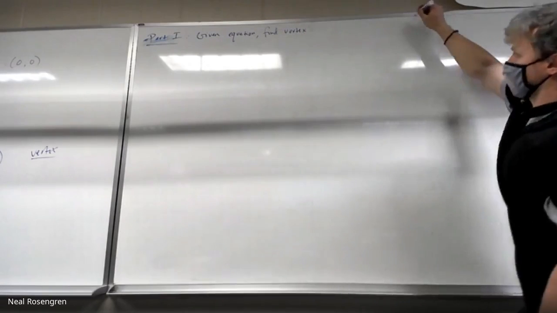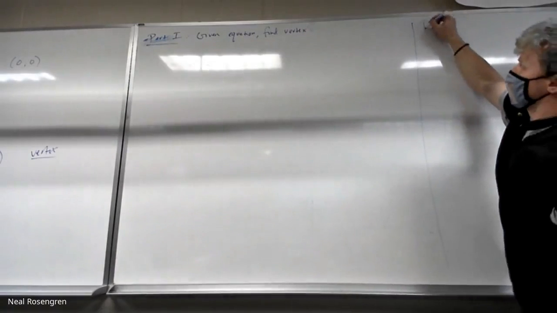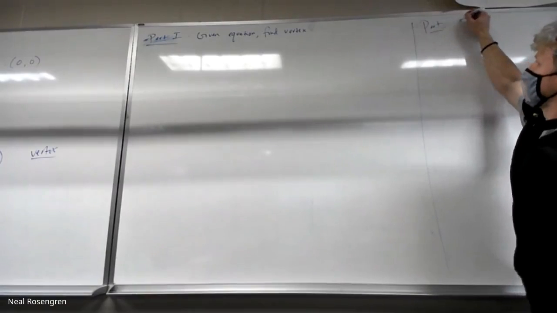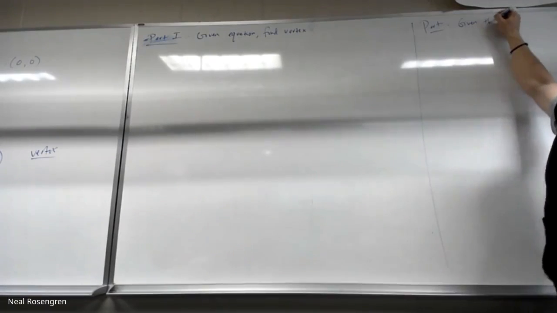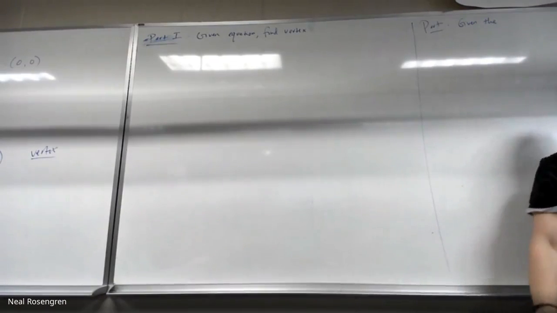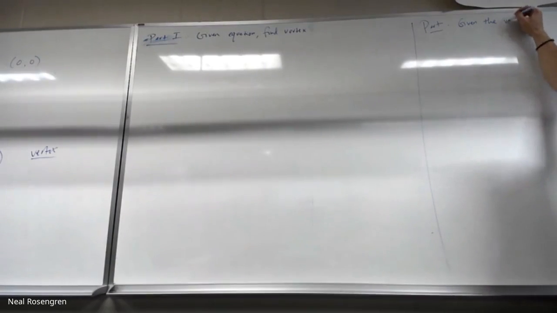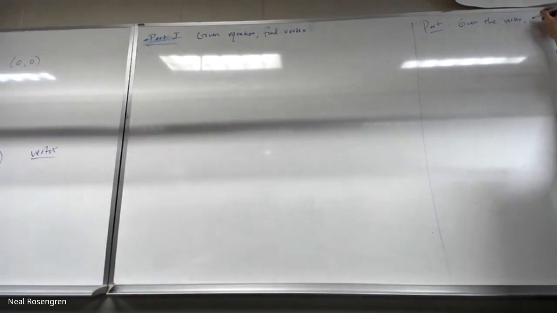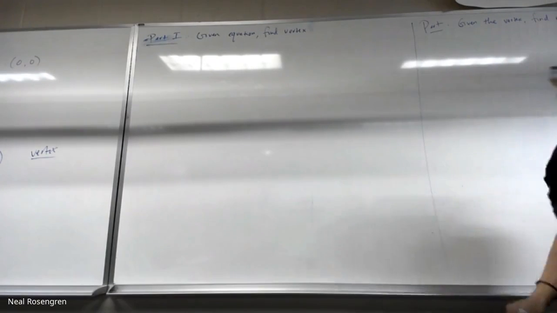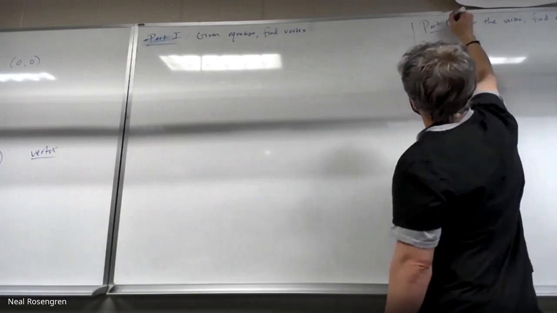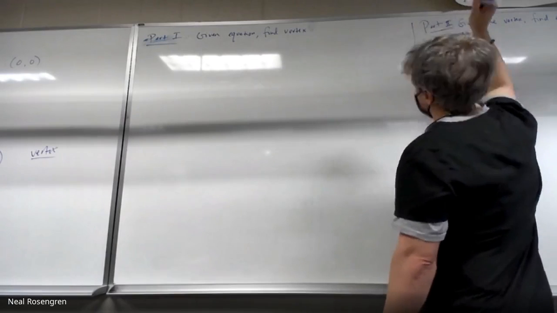And then it'll be part two. Given whether it's the graph itself or just given the vertex, find the equation. So we're just going to be able to go in both directions. All right, but we'll start with part one. I should probably put a 2. Cool.